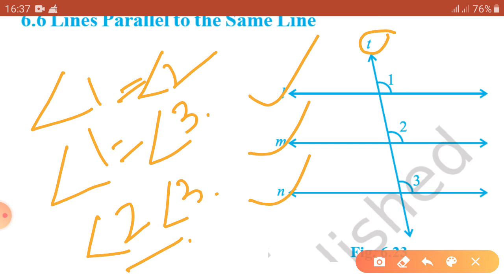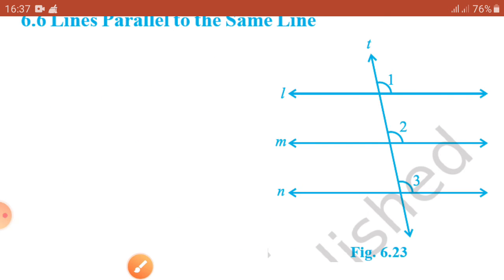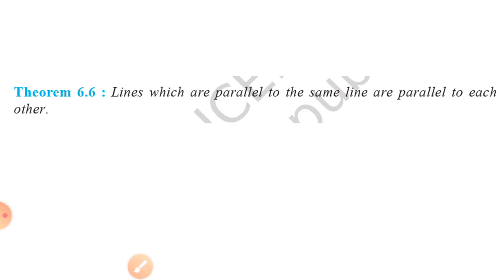Yes, because angle 2 and angle 3 are corresponding angles and they are equal. So therefore you can say that line M is parallel to line N, that is the converse of the corresponding angles axiom. Okay, go to the next theorem. Now the next theorem is: lines which are parallel to the same line are parallel to each other. So to know about this theorem, let us solve some examples related to parallel lines.